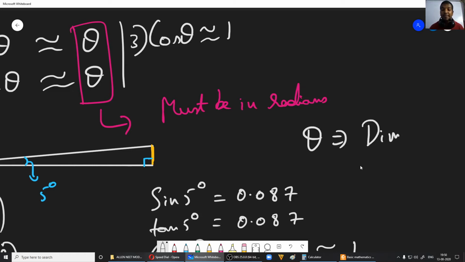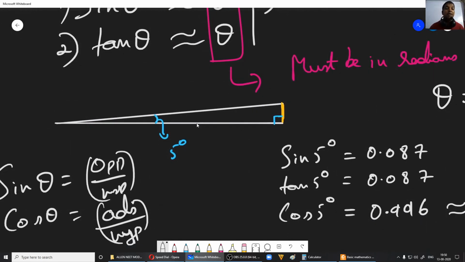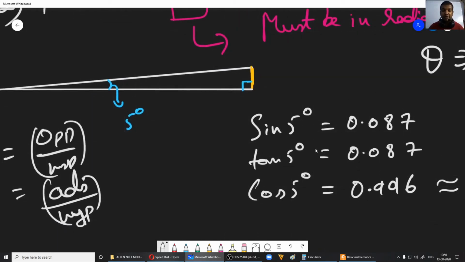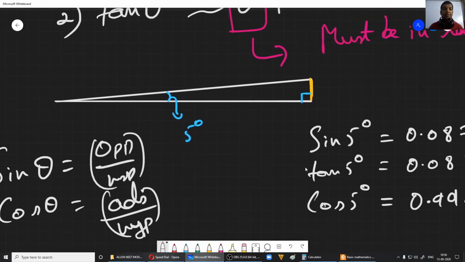Theta is dimensionless, it has a unit radian, no problem, fine. Now how can you prove that sine 5 degrees and tan 5 degrees are equal? It's easy.